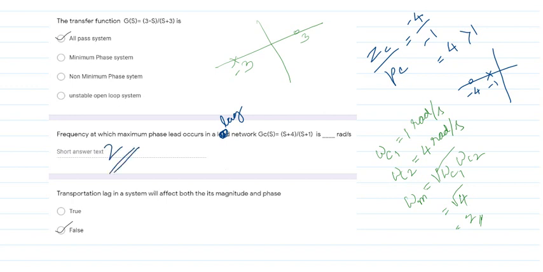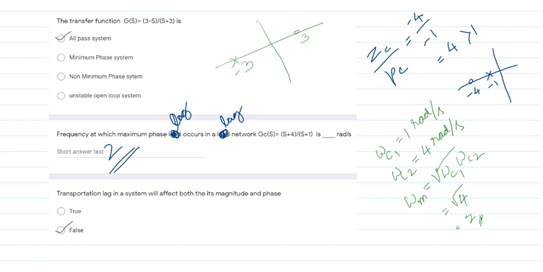At omega equal to omega m, maximum phase lag occurs. Phase lag occurs. Right?